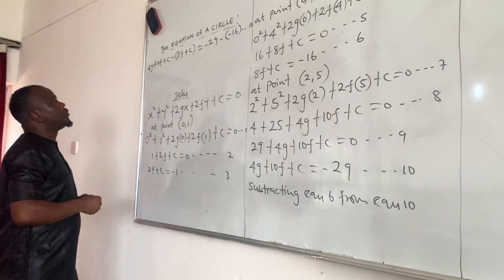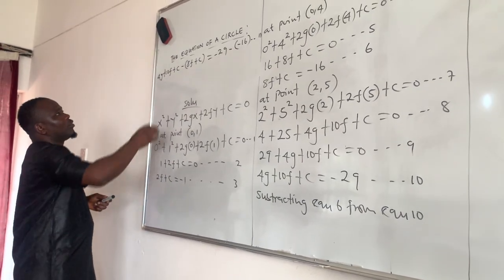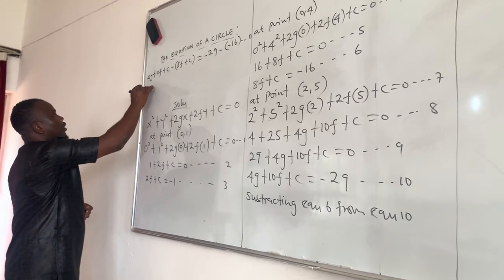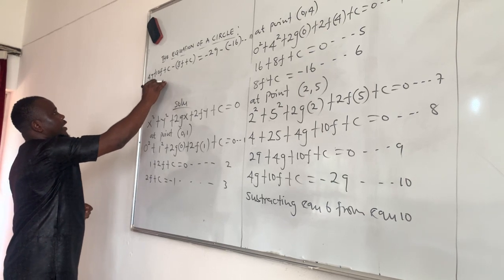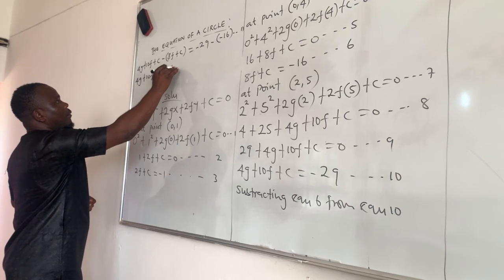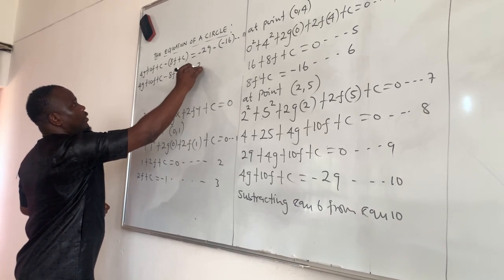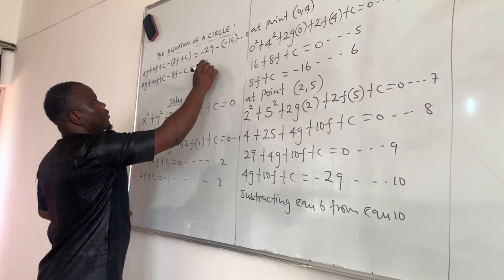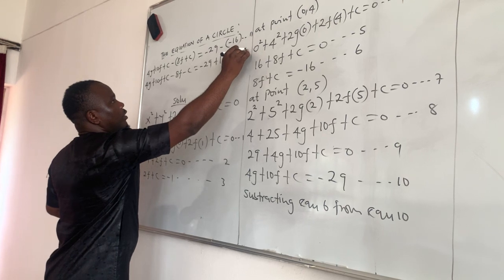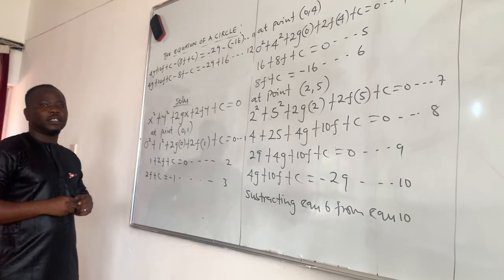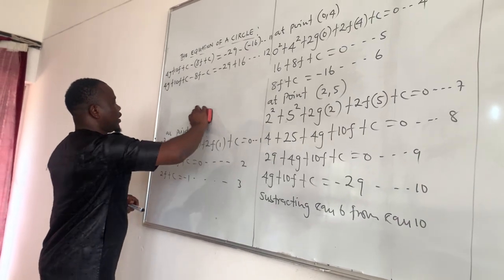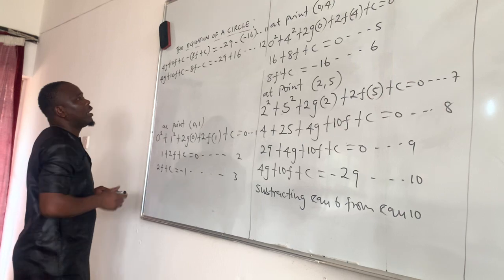If you agree with me, it means we are going to multiply out these brackets to give us 4g plus 10f plus c minus 8f minus c equals to minus 29. Minus times minus will give us plus 16. Name this one equation 12.